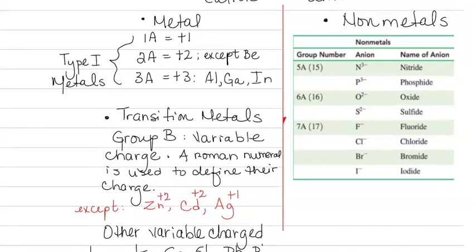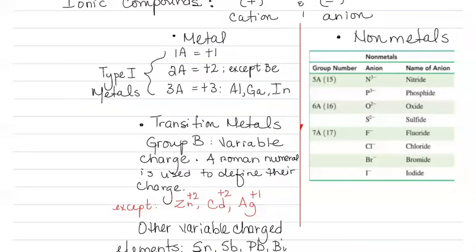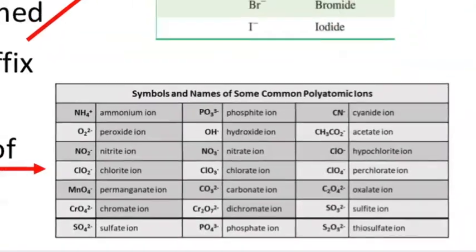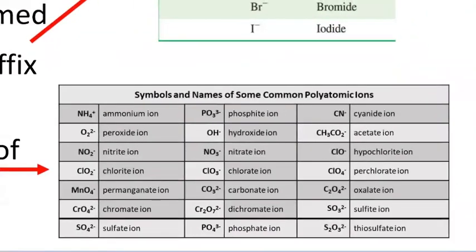What is the other type of anion that you guys need to be familiar with? Polyatomic anions. When it comes to the polyatomic anions, slide 18 is where you see them. That's where they are. Know their chemical formula, their charge, their name.